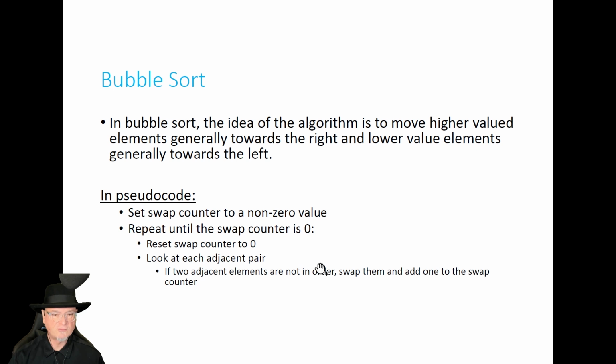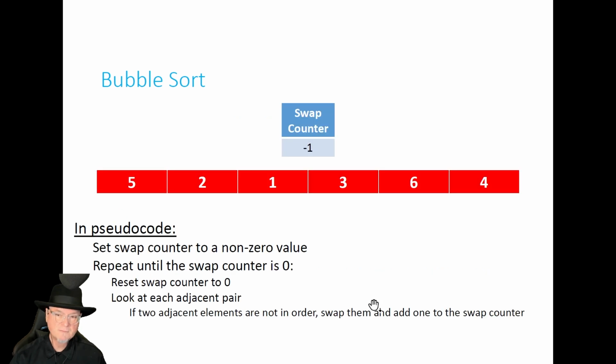Remember, it starts at -1. So the first step in our loop is we're going to set the swap counter to 0, so that we can count how many swaps we make. We're going to look at each adjacent pair one at a time, and if the two elements are not in the right order, we're going to swap them, and we're going to increment the counter by 1. So maybe we have a beginning state like this. We have an array of some numbers, a very simple array.